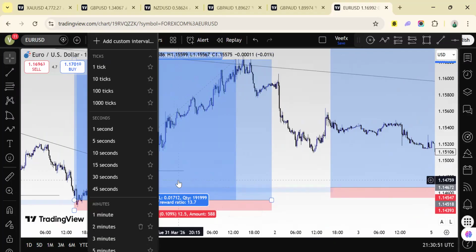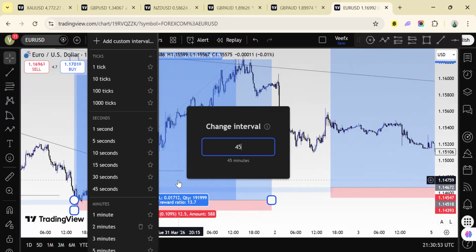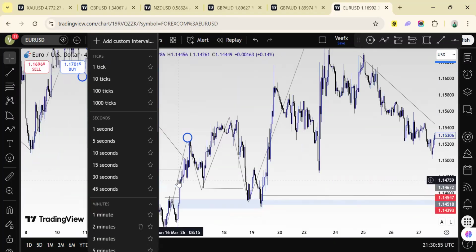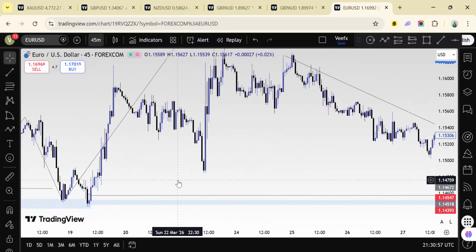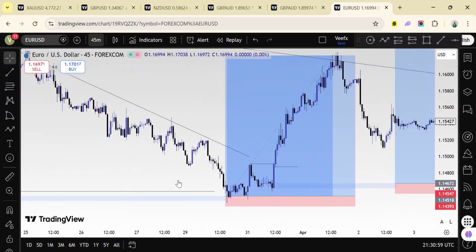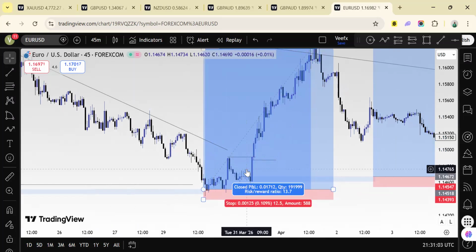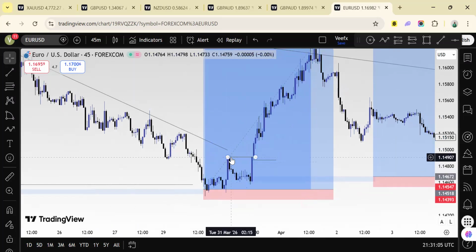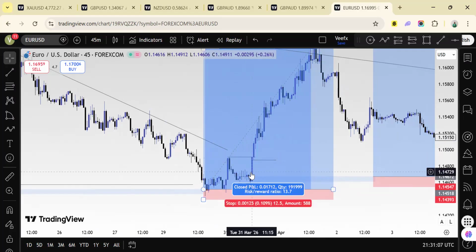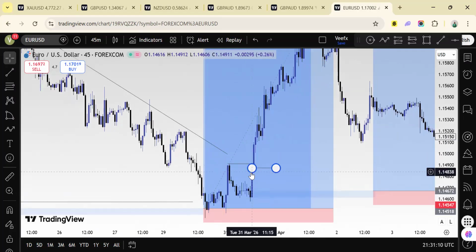If you go to the 45 minutes, this is a continuation entry because Euro USD is currently bullish. So there was a break of structure here. There's a single break of structure here. There's a multiple break of structure here. So like I said, for continuations, we make use of multiple break of structure, right? So after this multiple break of structure here, you can see this inducement here.